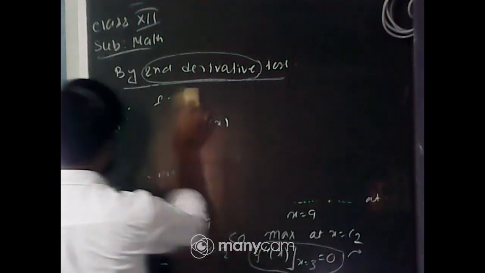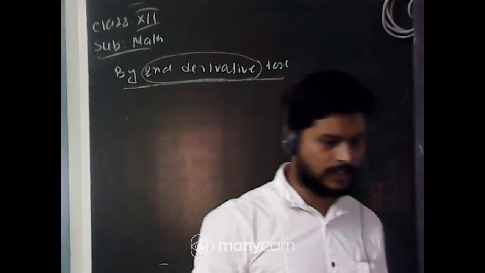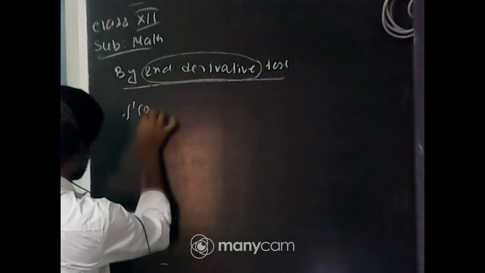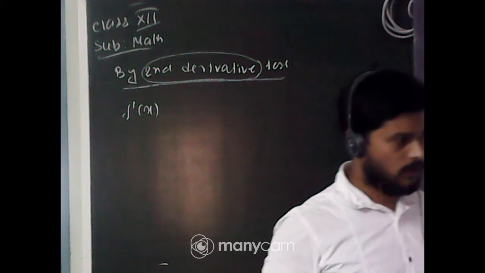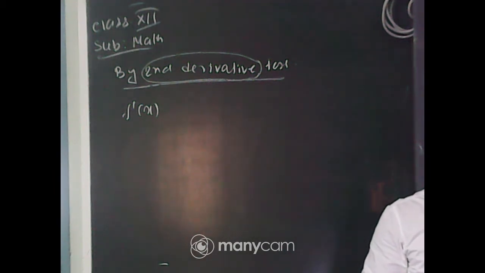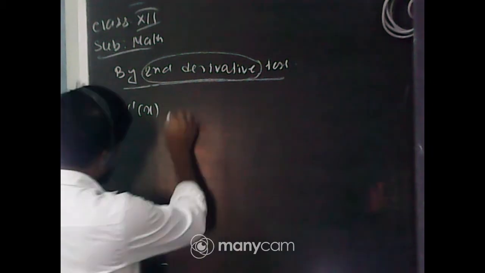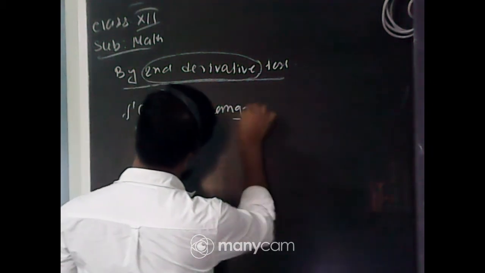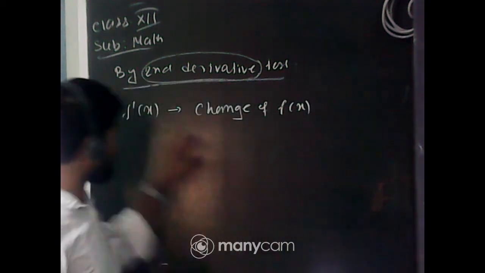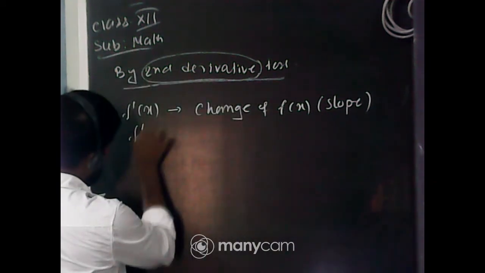Now the geometrical interpretation: why, if f''(x) is greater than 0, does the function attain a minimum value? Now look, can you tell me what is the meaning of f'(x)? It is the slope of the tangent at any point on the curve. Now we can say that f'(x) is also the change of f(x), or the slope of the function.